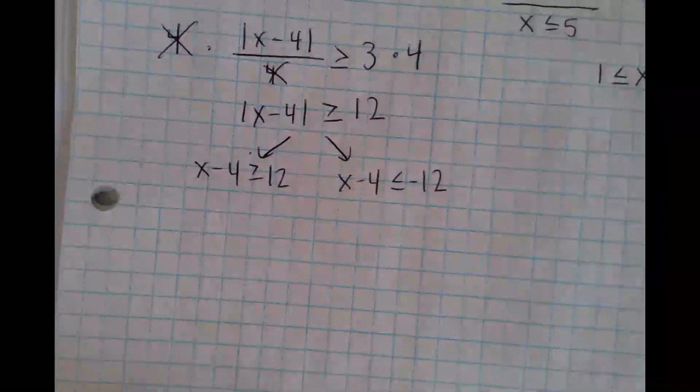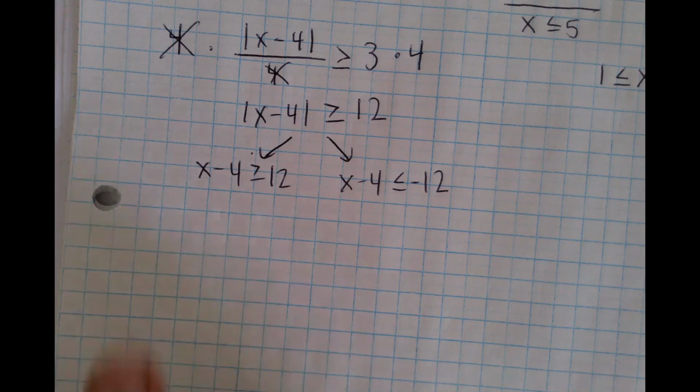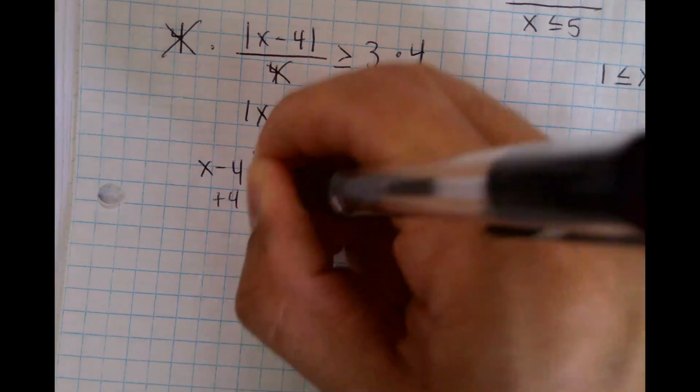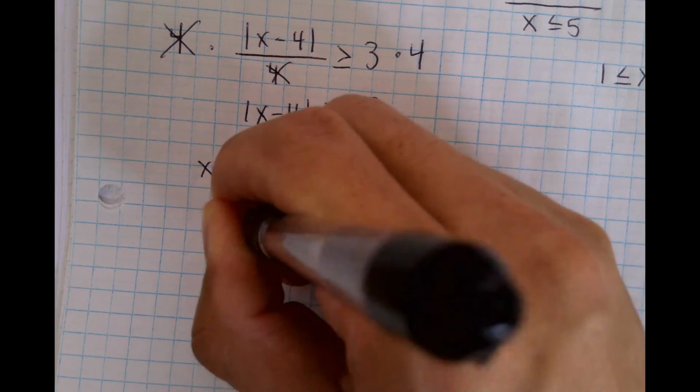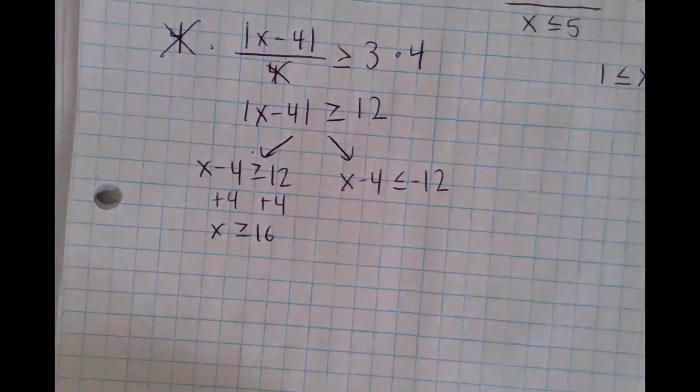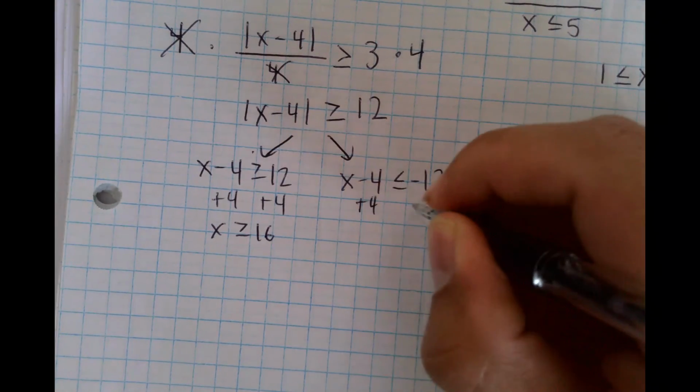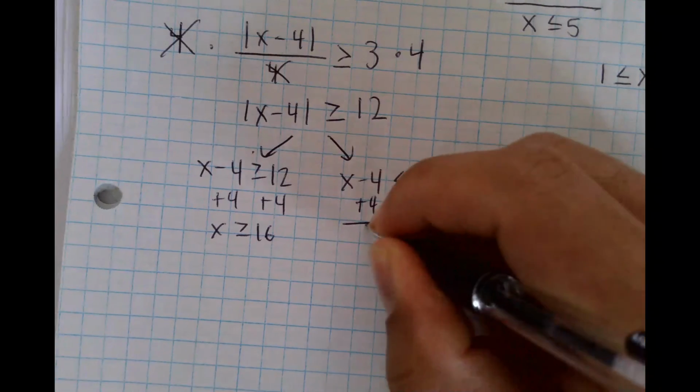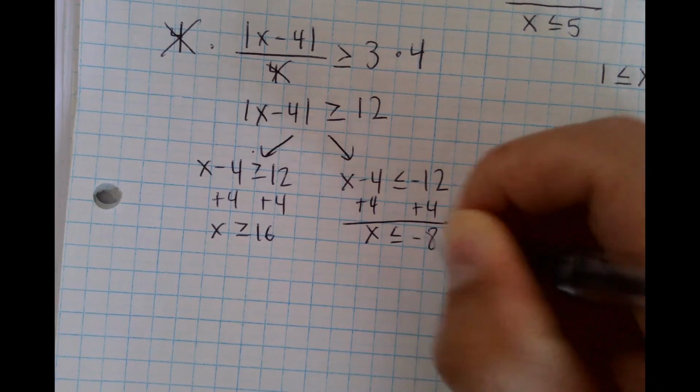So I'm going to go ahead and solve this. On the left-hand side I would add 4 to both sides, and I would get x is greater than or equal to 16. And then I'm going to focus on the right inequality. I'm going to add 4 to both sides. x is less than or equal to negative 8.